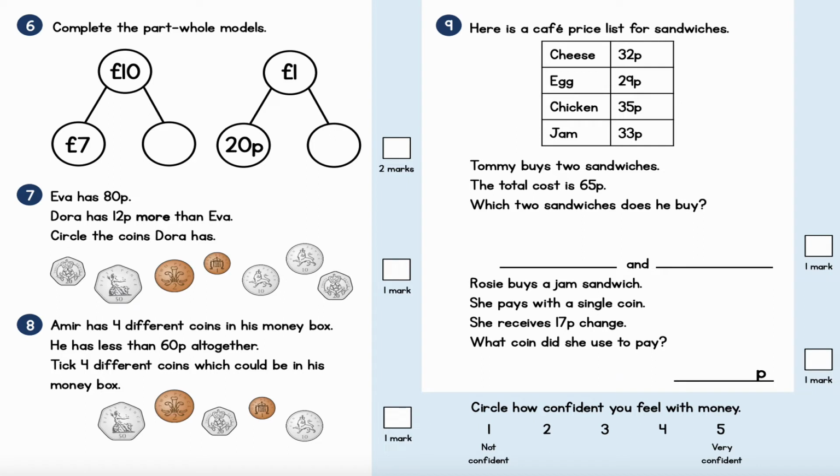This is question number 6, guys. Complete the part whole models. £7. Okay, £3 is going to go there. So the idea of these models is that these two numbers add to give me this number here. So £10 take away £7 gives me £3. Here, 20p. Okay, I've got a pound. Imagine it's 100 pence here. Just obviously to help you out. Okay, 100 pence take away 20 pence is 80 pence, okay?